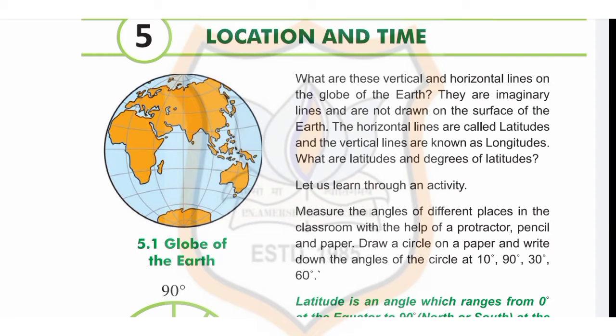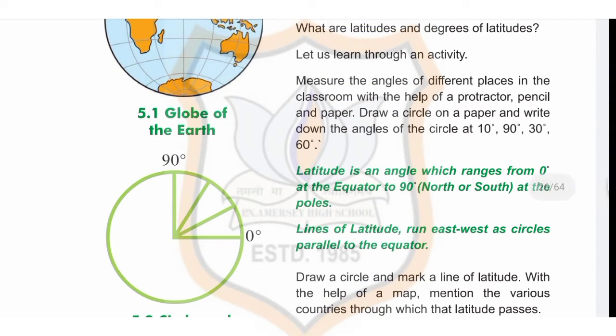Now, what are latitudes and degrees of latitudes? Let us learn through an activity. Measure the angles of different places in the classroom with the help of a protractor, pencil, and paper. Draw a circle on a paper and write down the angles of the circle at 10 degree, 90 degree, 30 degree and 60 degree.